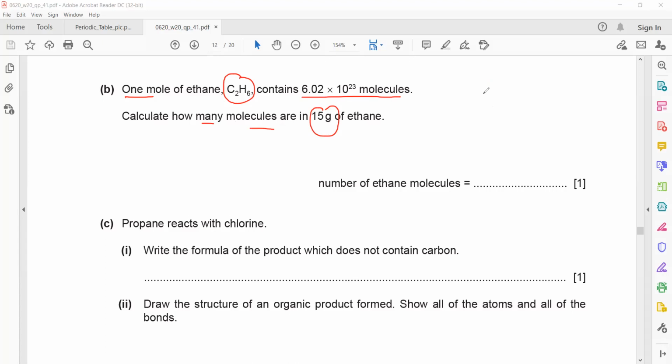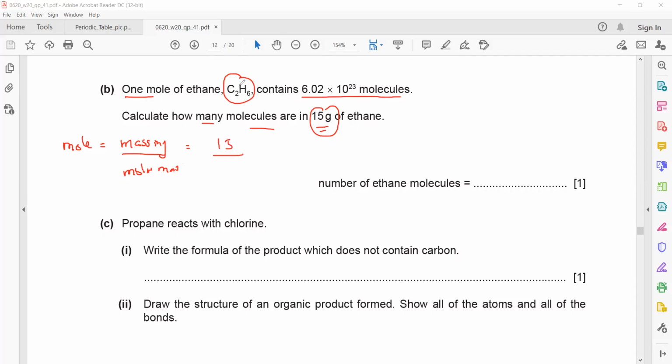So first, because we have the mass in grams, from this mass in grams we'll find the moles. So how to get the moles? Moles equal mass in gram divided by the molar mass. The mass in gram is 15.